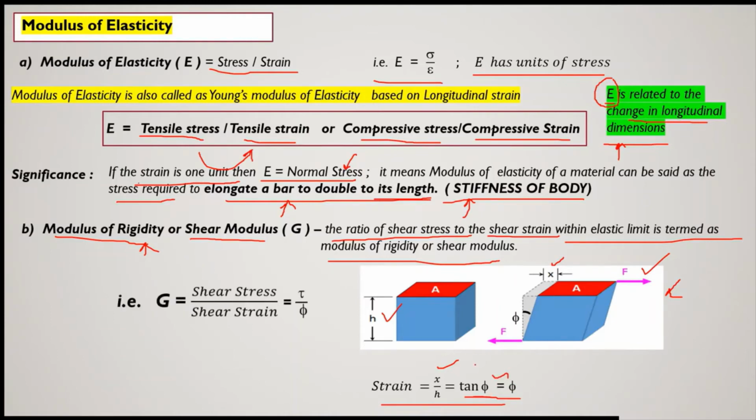So when you have to calculate modulus of rigidity, whose symbol is G, or in some books you may find it written as C, but here we will be using the terminology G. It will be the ratio of shear stress to shear strain, where shear stress is tau and shear strain is phi, which is calculated in radians. So modulus of rigidity basically gives you the indication about the rigidity of the body.